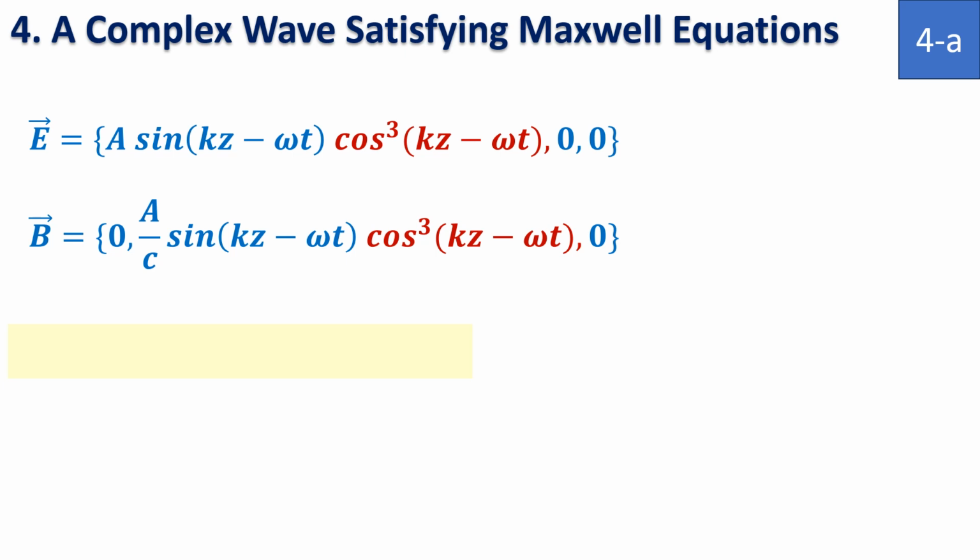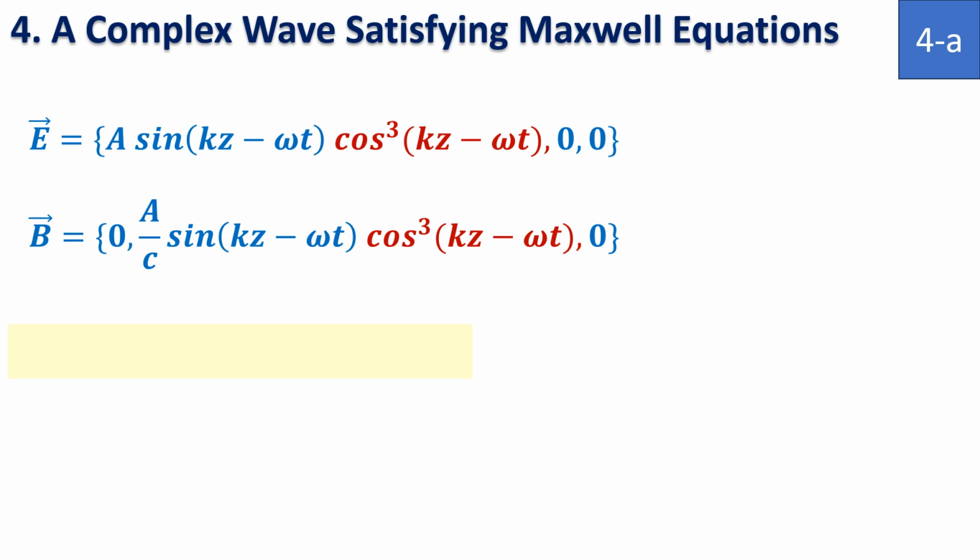At this point, you must be excited because you could prove a simple wave that can exist without the need of charge or current. You also must be excited that without doing the elaborate math, you could prove it. Now let us increase the complexity of the proposed solution by multiplying a cos cube term as shown in red and see if it satisfies the Maxwell equations.